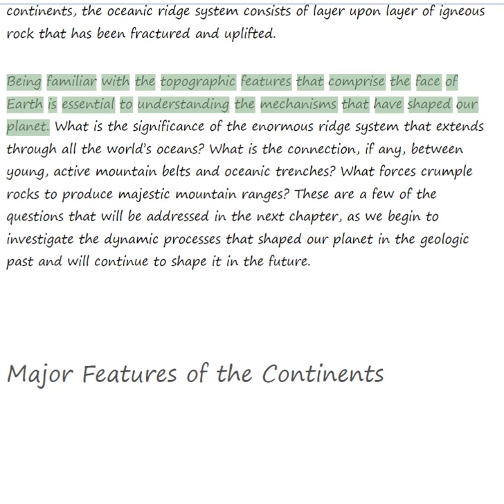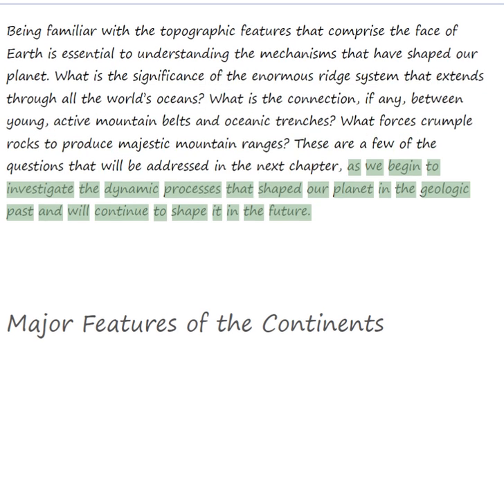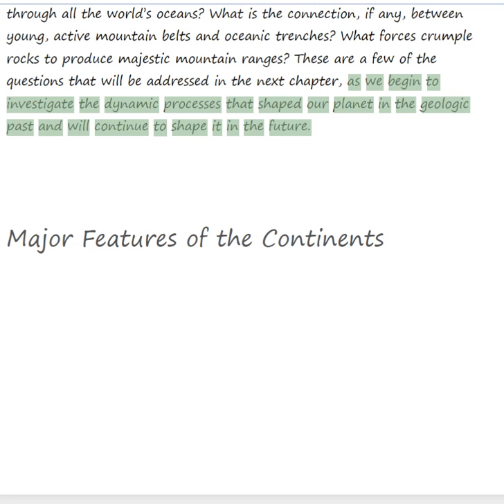Being familiar with the topographic features that comprise the face of Earth is essential to understanding the mechanisms that have shaped our planet. What is the significance of the enormous ridge system that extends through all the world's oceans? What is the connection, if any, between young, active mountain belts and oceanic trenches? What forces crumple rocks to produce majestic mountain ranges? These are a few of the questions that will be addressed in the next chapter, as we begin to investigate the dynamic processes that shaped our planet in the geologic past and will continue to shape it in the future.